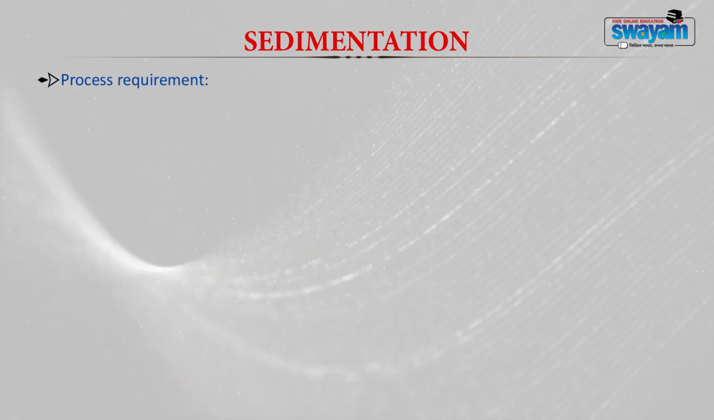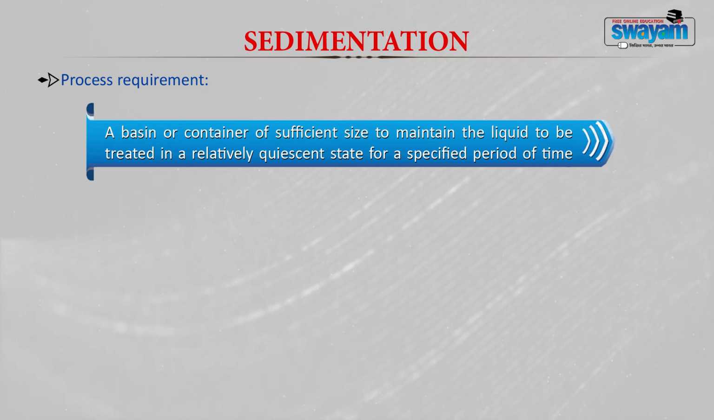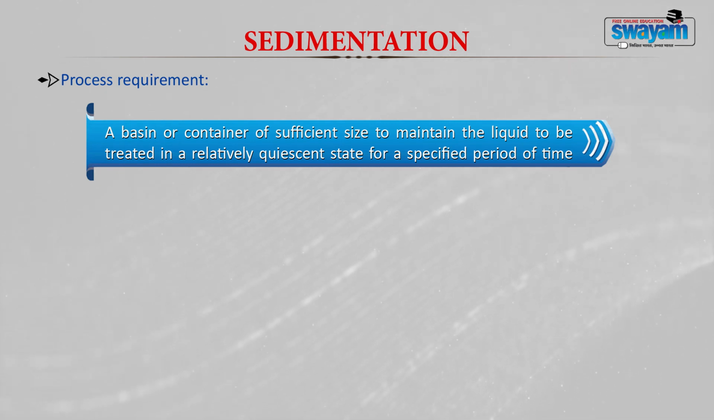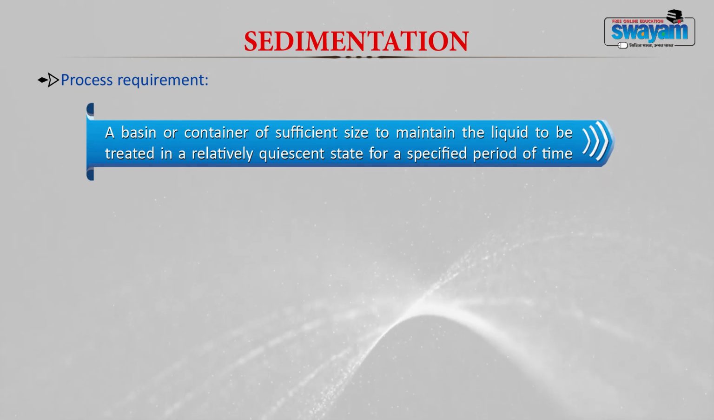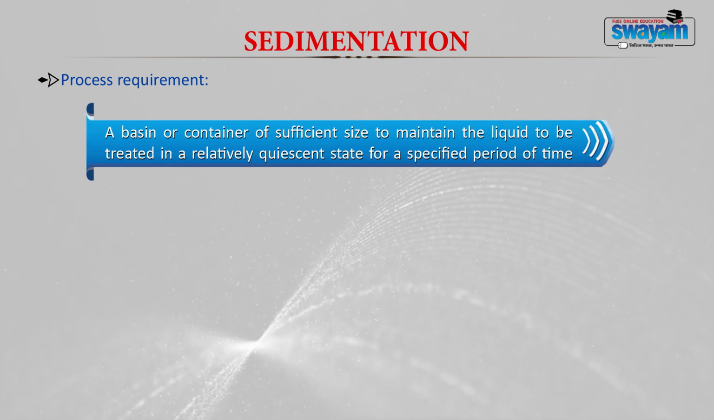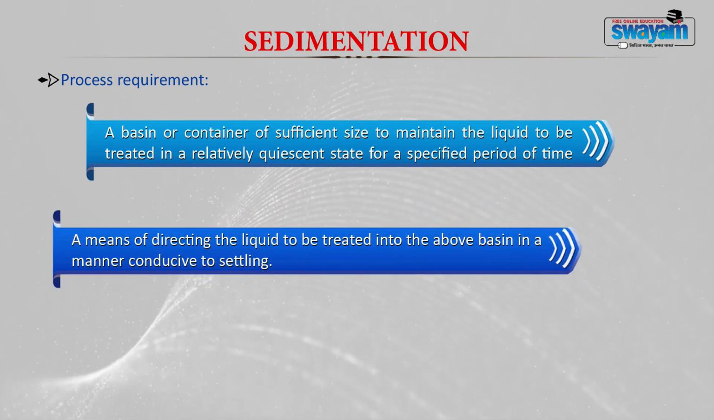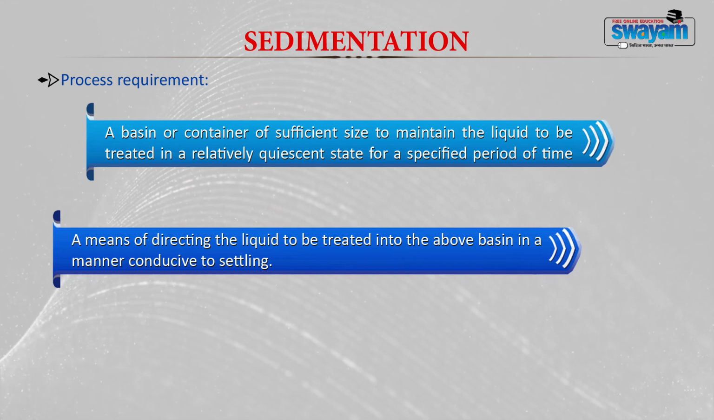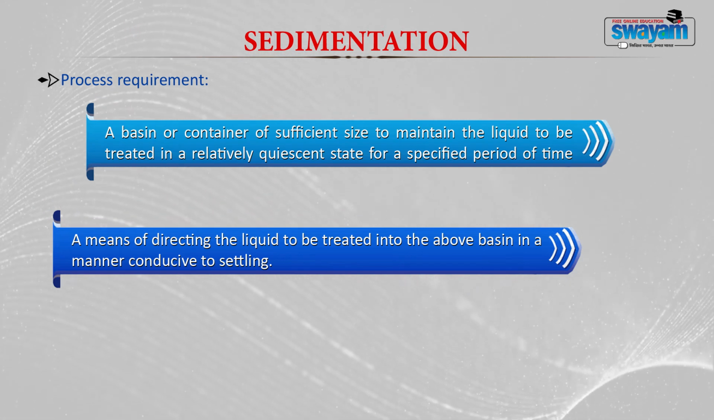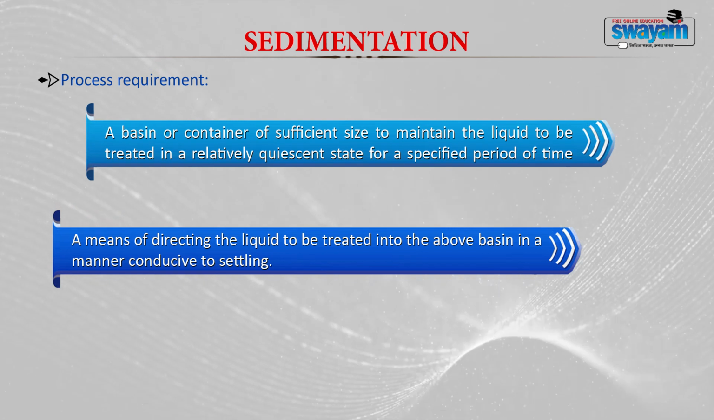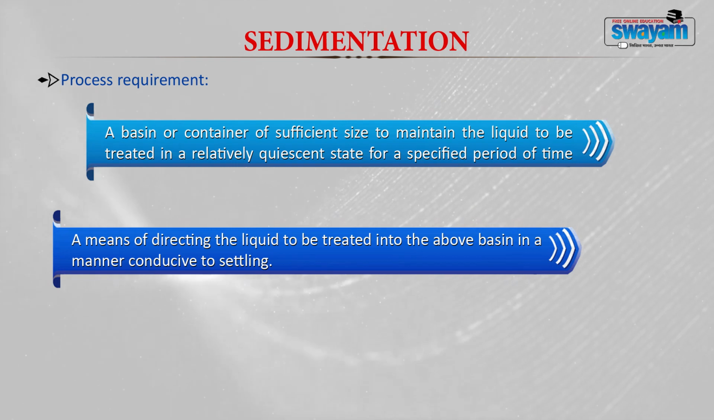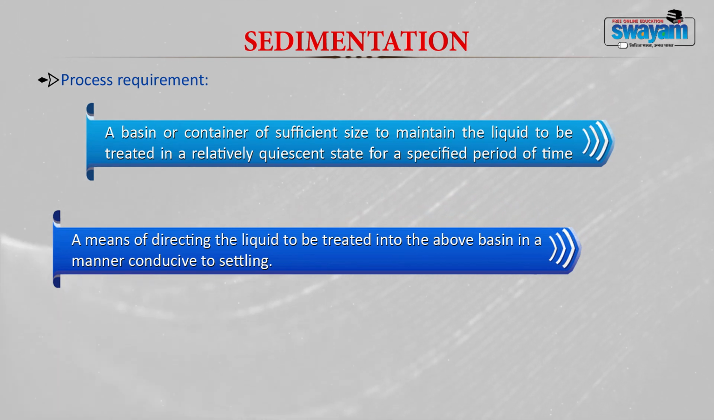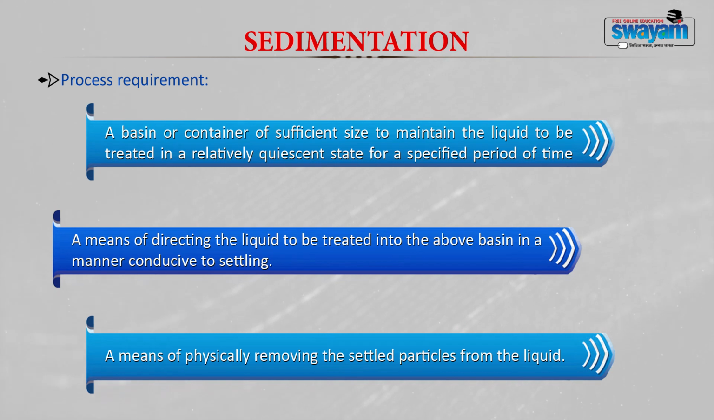Now, what are the process requirements? You need a basin or a container of a certain size so that you maintain the liquid to be treated in a relatively quiescent state for a specified period of time. Also, you need a means of directing the liquid to be treated into the container in a manner so that it settles down. What I mean is, when you add the liquid into the container, you add it in a way that does not disturb the settling process, and you slowly keep adding it. Also, you need a way of removing the solid which has settled from the liquid.